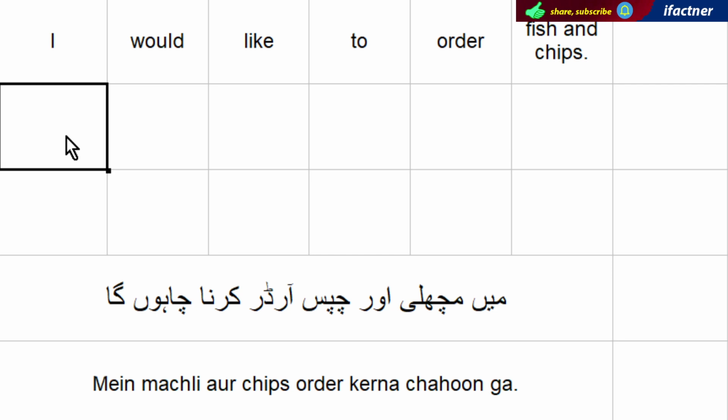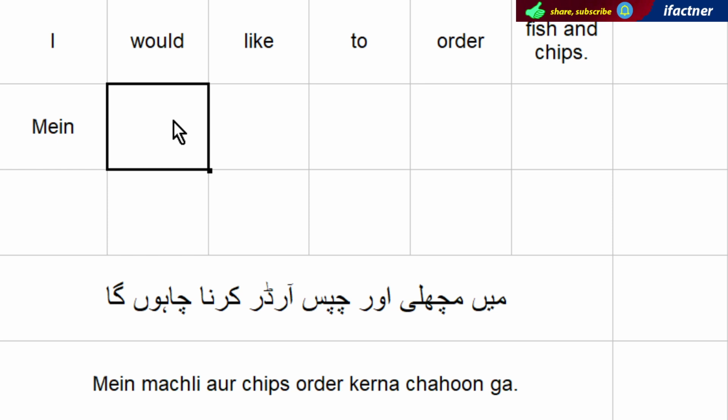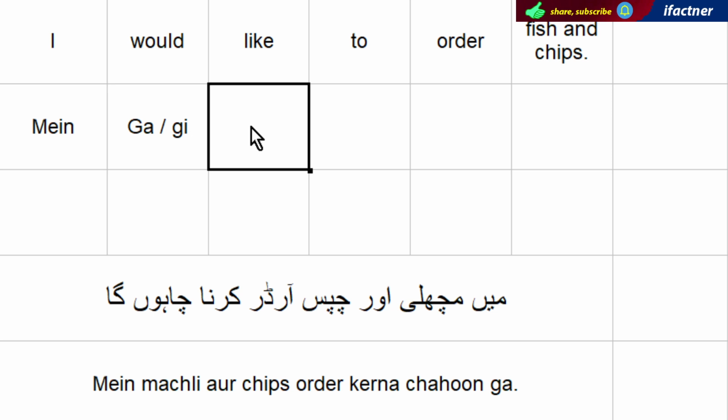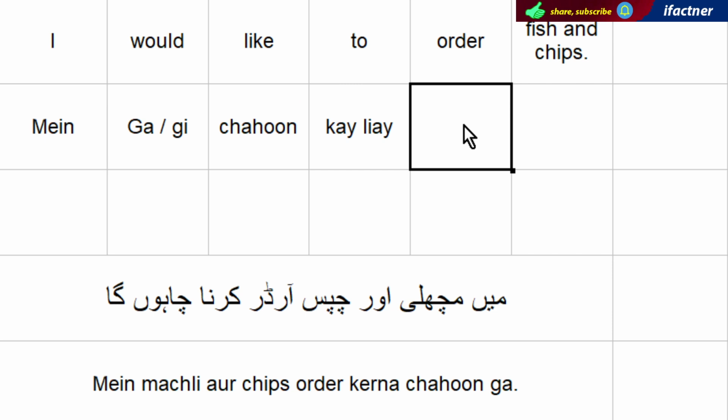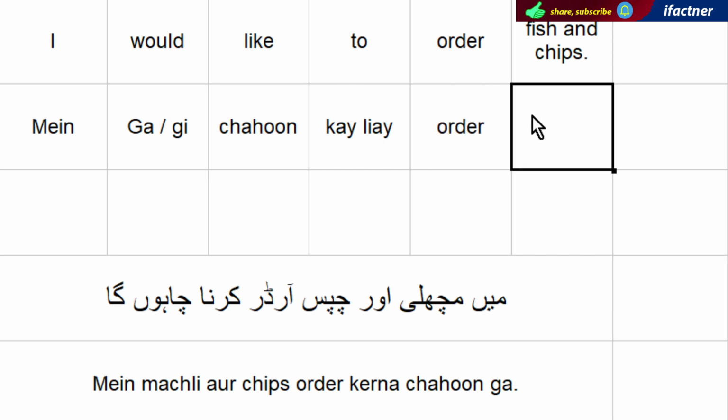Now let's translate. I is मैं. Would is ga because I am a male, and if I am a female then I will say gi. Like is pasand, or here we can translate it as chahun. To is ke liye. Order is order. Fish is machli, and is or. Chips is chips.